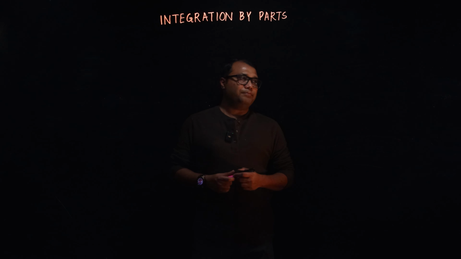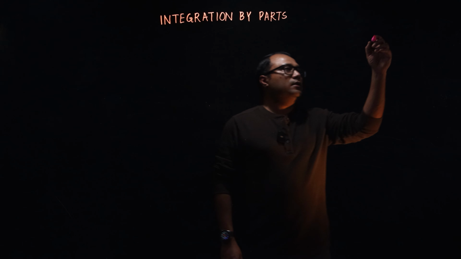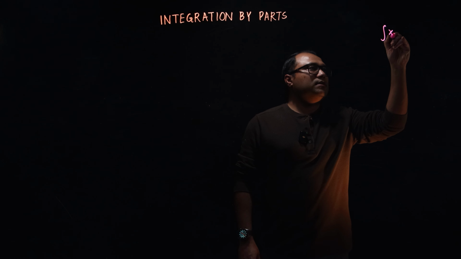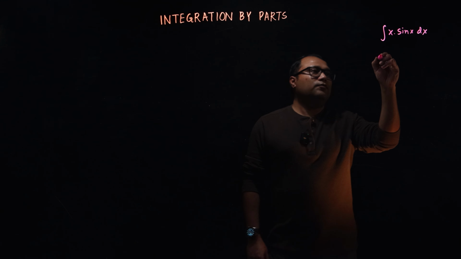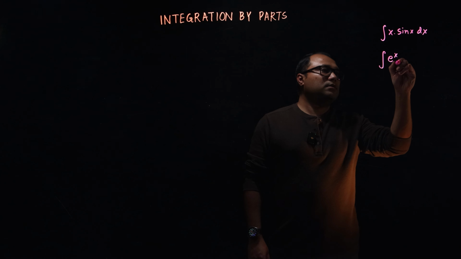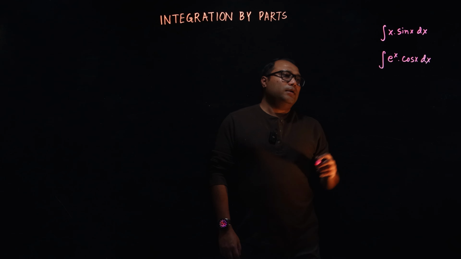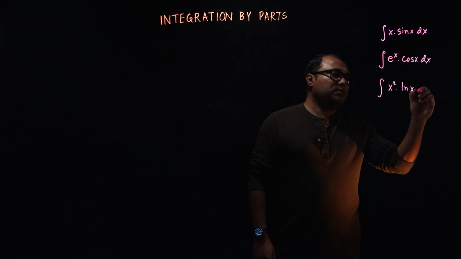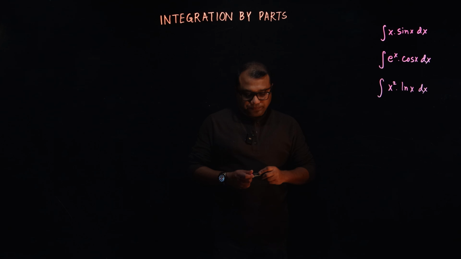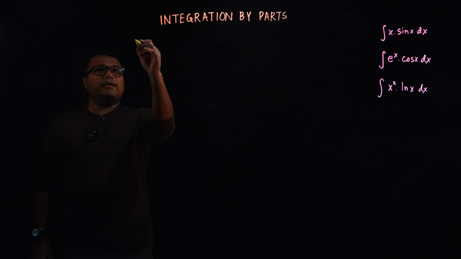Okay, now let's look at some examples. I will solve 3 examples to showcase 3 patterns in which the DI method is used. So the first one will be x sin x dx. The second one we can do is e to the power x cos x dx, and the third maybe we can use is x square ln x dx. Okay. So let's do the first one, x sin x dx.